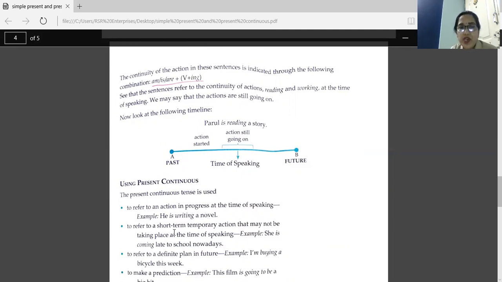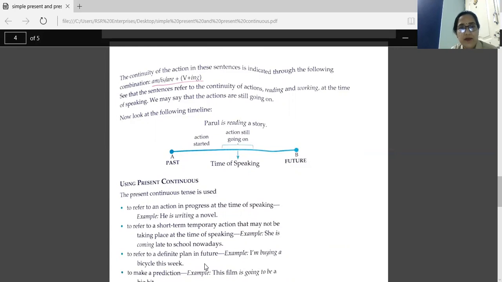To refer to a short-term temporary action that may not be taking place at the time of speaking. See this example. She's coming late to school nowadays. So it's a short-term or temporary action done by her. And it's not compulsory that at the time of speaking, it was going on. But it's a short-term temporary action. In such a condition, you can use present continuous tense.